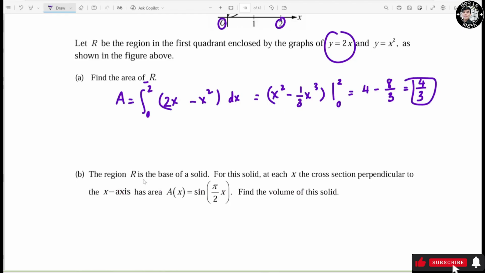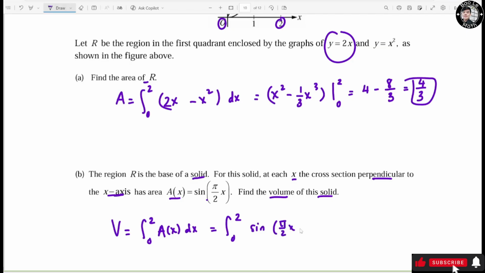Now question B. The region R is the base of a solid. For this solid, the cross-section perpendicular to the x-axis has an area A of x equals sine of pi over 2 x. Find the volume of this solid. So V equals the integral from 0 to 2, because the cross-section is perpendicular to the x-axis, so we're going to use the left and the right hand bound, of A of x dx.